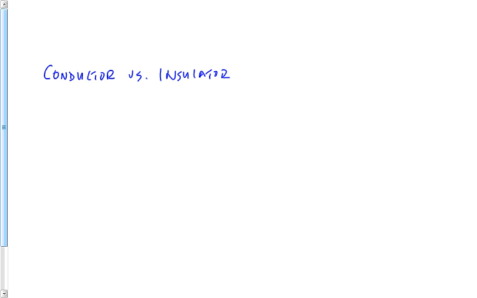We have varying degrees of conductivity. Everything will conduct to some degree. So when we say an insulator, it doesn't mean that it won't conduct electricity. It just means that it won't conduct electricity nearly as well as something like aluminum or steel or something like that.